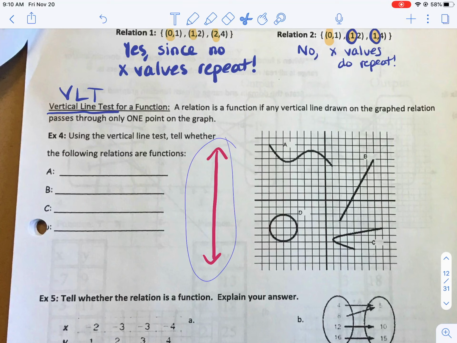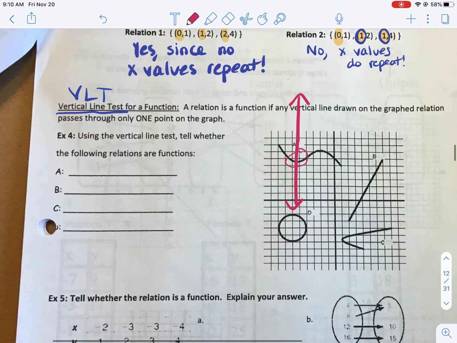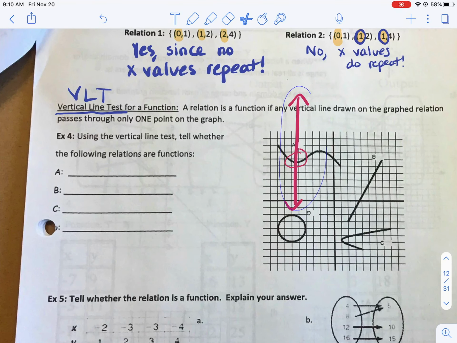So we're going to look at each of these graphs independently. If I go through A and I scroll over, do you guys see how this is only hitting at one spot? Like if right here it's only hitting at one spot, right? If I move it along here, it's still only ever hitting at one spot. So if a function hits at one spot only, it is passing the vertical line test. Okay?